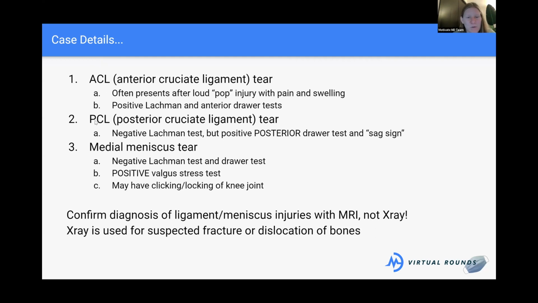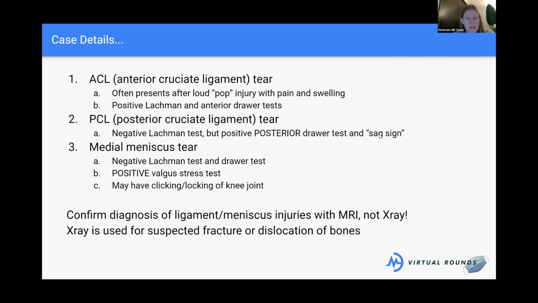The PCL, or the posterior cruciate ligament, I think of this as doing the opposite of what the ACL is doing. So we would have a negative Lachman test, because remember that one's assessing at a slight bend of the knee. You can't really do it the opposite direction because that'd be hyperextending it. But that drawer test where you have your knee in a 90-degree position, if you can push back on it, that would be a positive drawer test sign for a PCL.